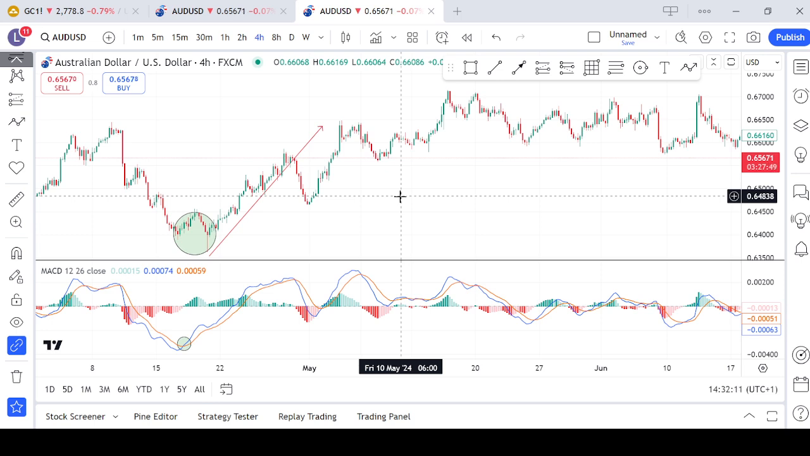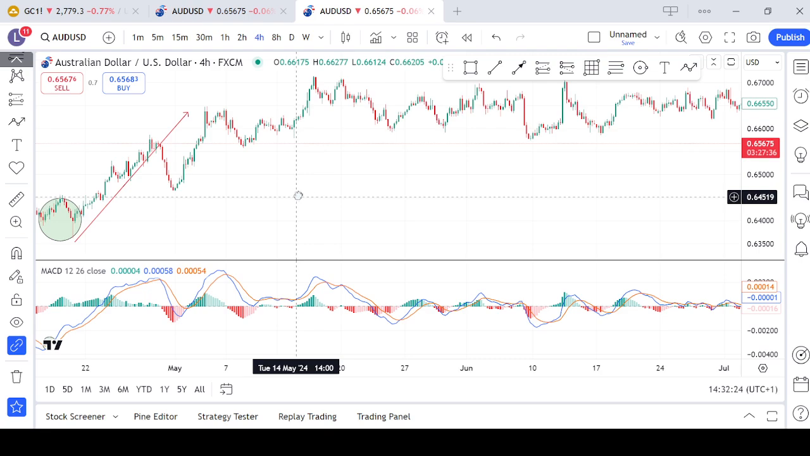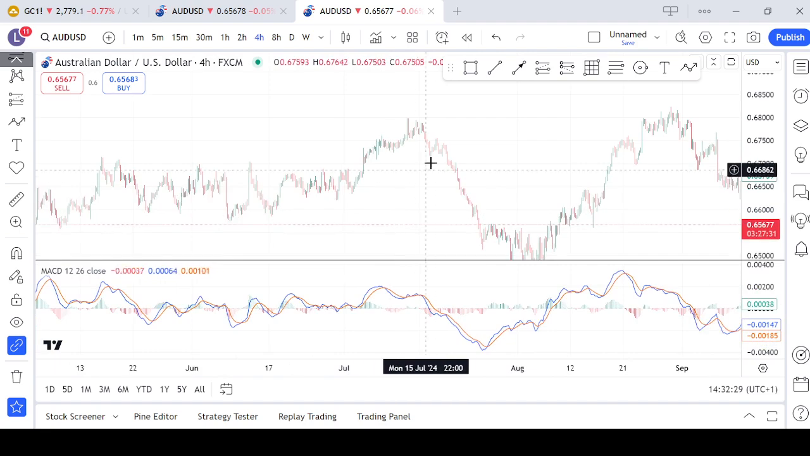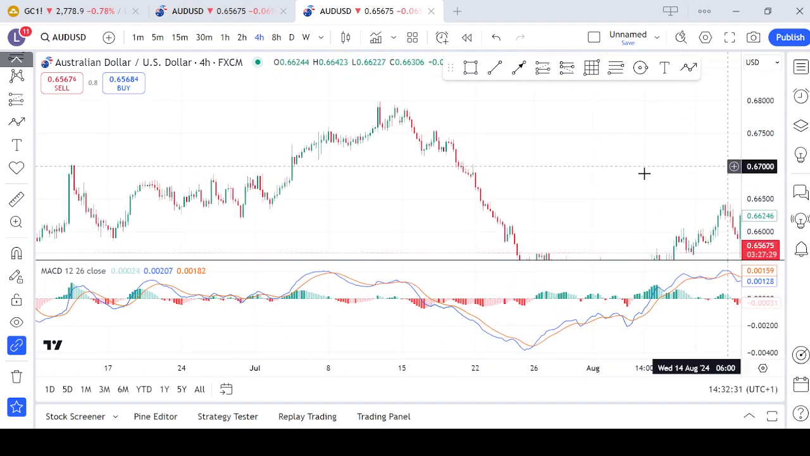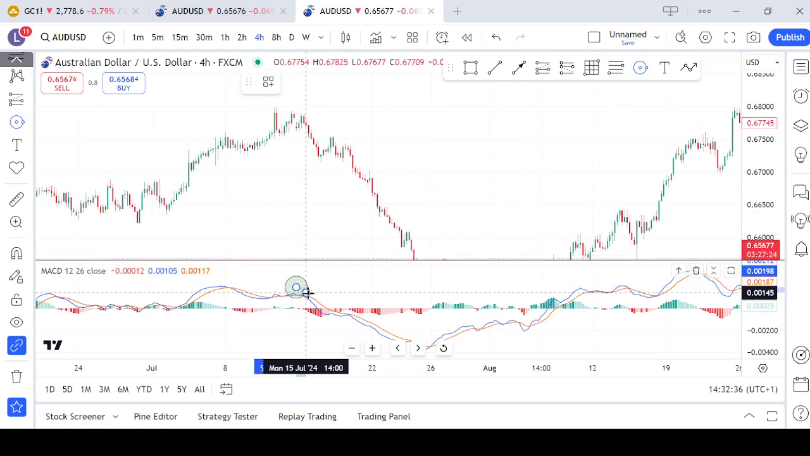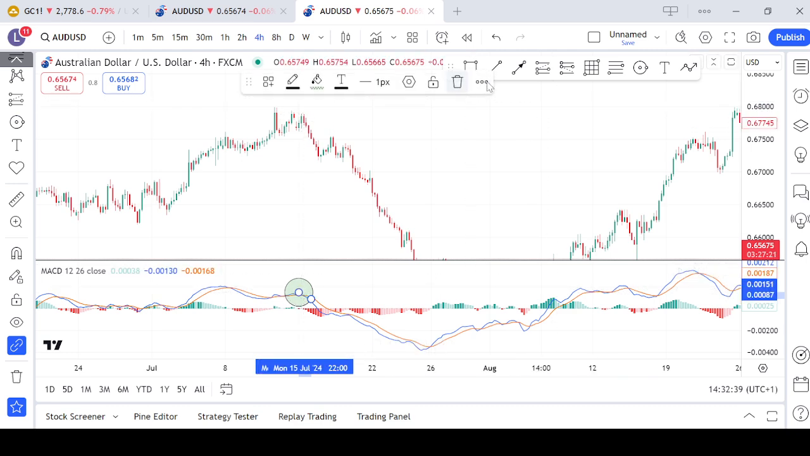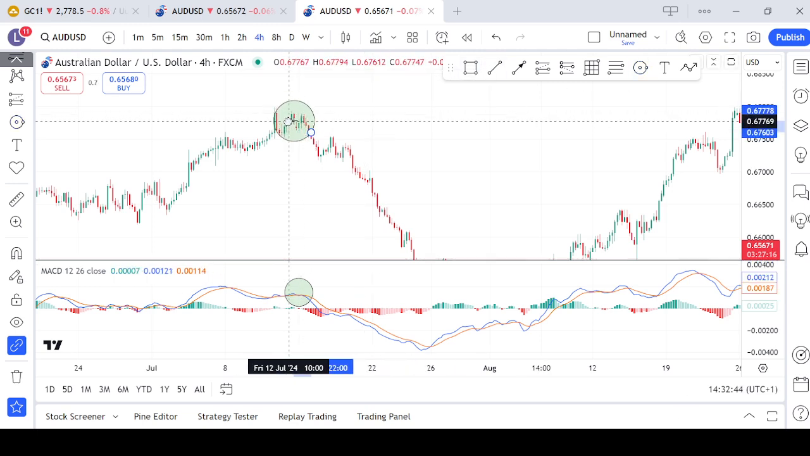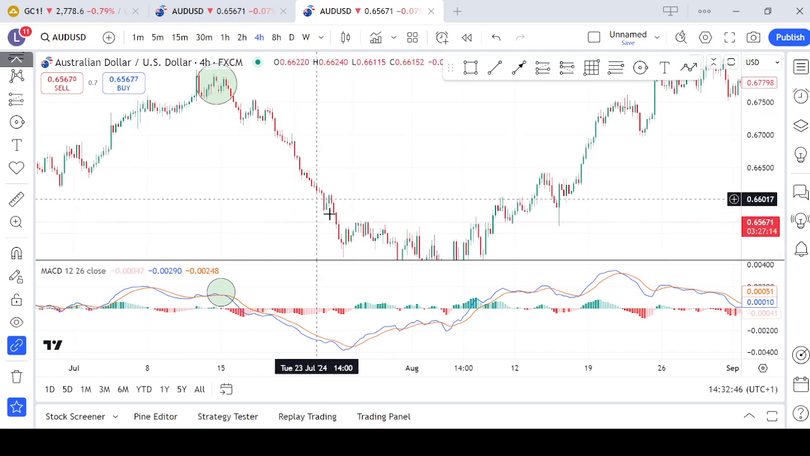Combining MACD with other indicators like RSI or Bollinger Bands can enhance accuracy, help filter out false signals and provide a clearer picture of market conditions. You can see this massive bearish movement right here. See the MACD line going below the signal line, and you can see here price confirmed it, and you see the massive bearish move to the downside.